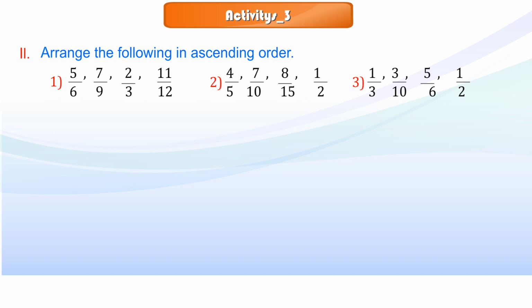Roman numeral 2. Arrange the following in ascending order. 1. 5 by 6, 7 by 9, 2 by 3, 11 by 12. 2. 4 by 5, 7 by 10, 8 by 15, 1 by 2. 3. 1 by 3, 3 by 10, 5 by 6, 2 by 5.